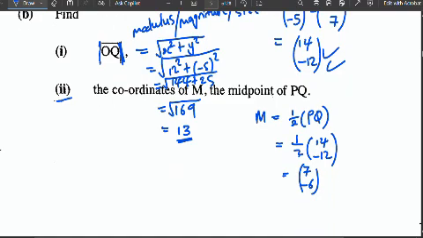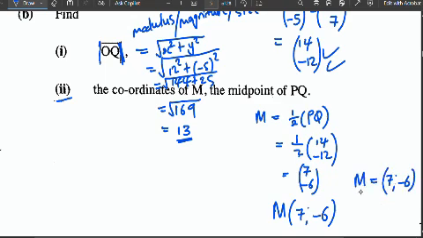But this is not in coordinate form. So to write M in coordinate form, you just write it as M(7, -6). If you are writing in coordinate form, you do not say M equals 7, minus 6. No, coordinate form, you do not write it like this. You just write your M, then you put your brackets and write the coordinates just like this, right?